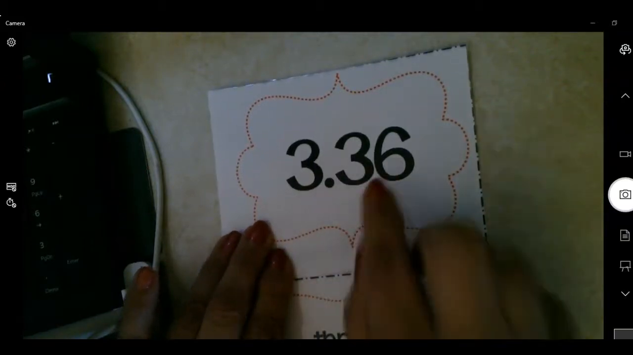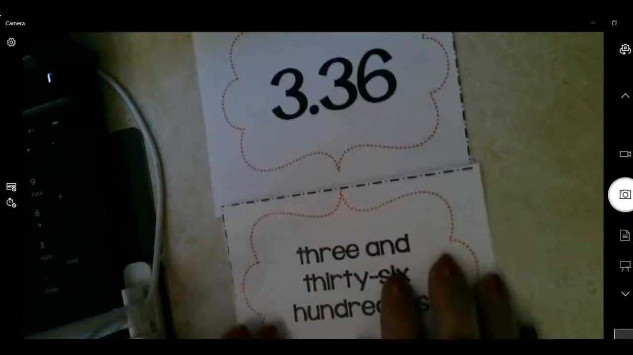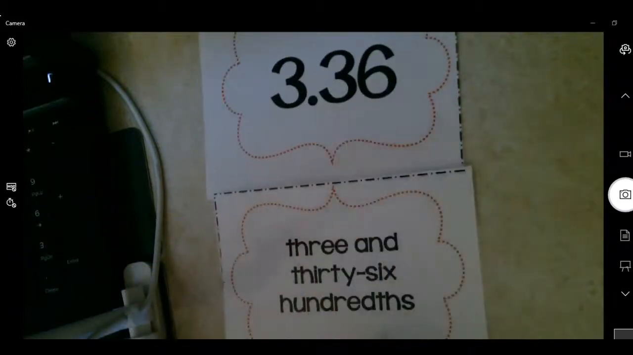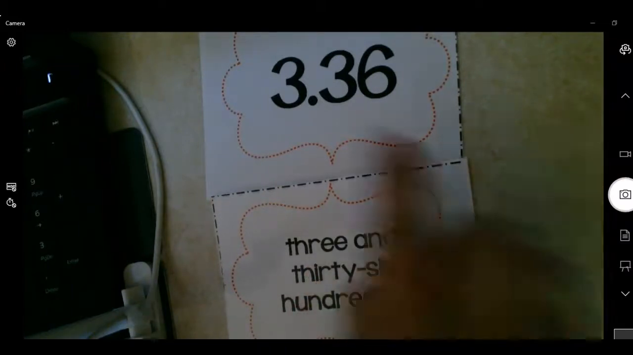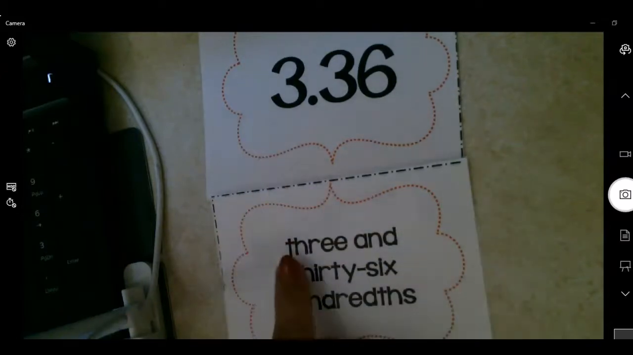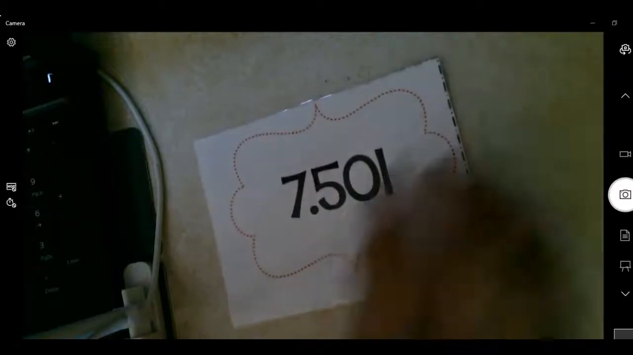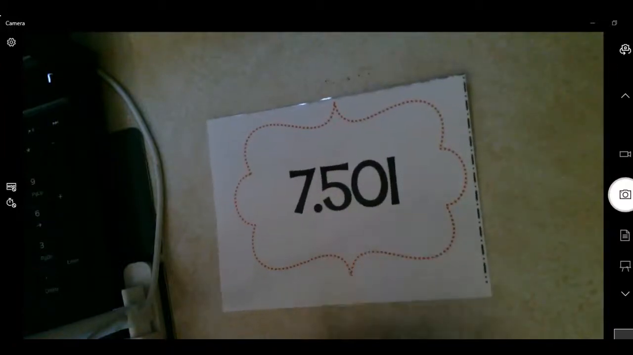You have to say it before you're able to write it in word form. And here you see that this number is 3 and 36 hundredths. Standard form, word form. Let's look at one more, okay?